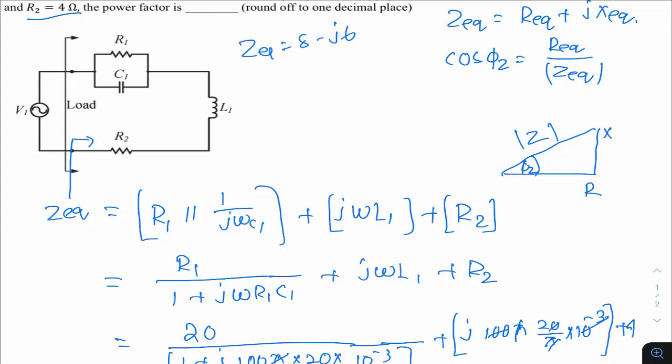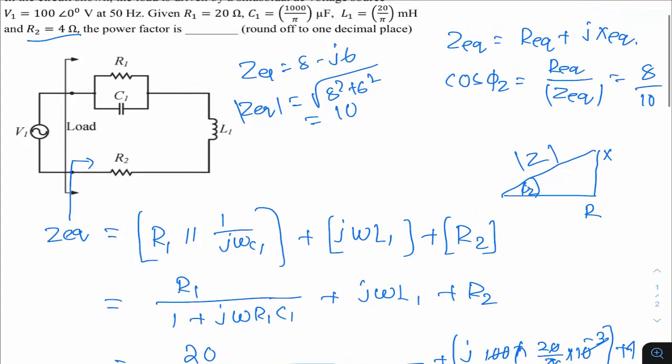So if it is 8 minus j6, so if you simplify here, cos phi is equal to R equivalent by Z equivalent. So what is Z equivalent? Z equivalent magnitude, if I ask you, this becomes 8 square plus 6 square, 64 plus 36, 100, square root of 100 is basically 10. So in this case, R equivalent we are getting is 8 and Z equivalent mod we are getting is 10. So 8 by 10. So that happens to be how much?